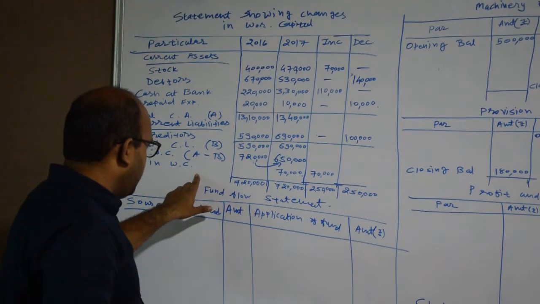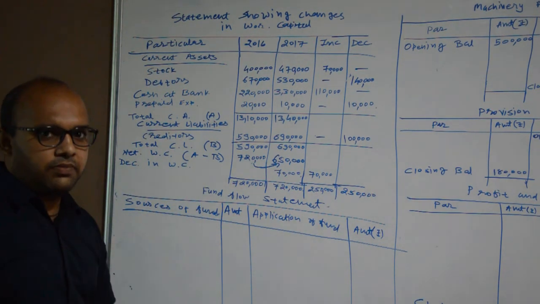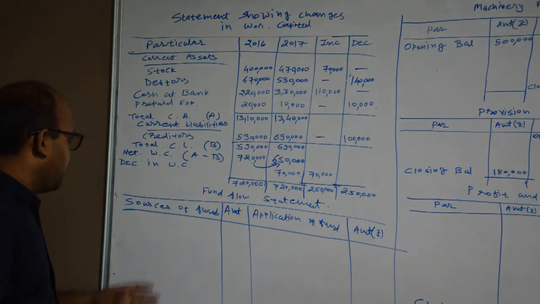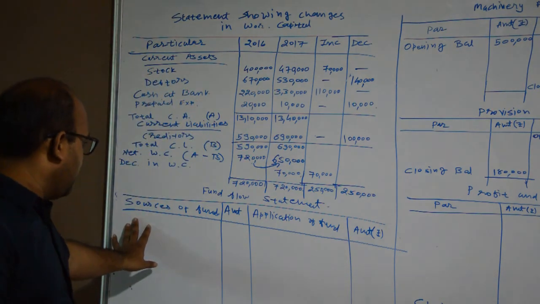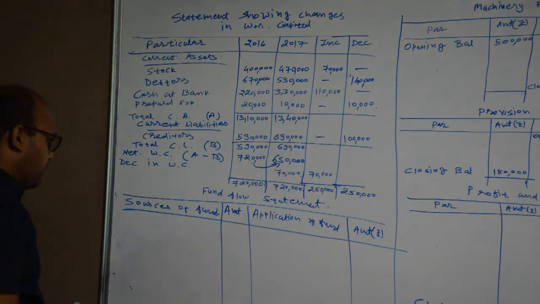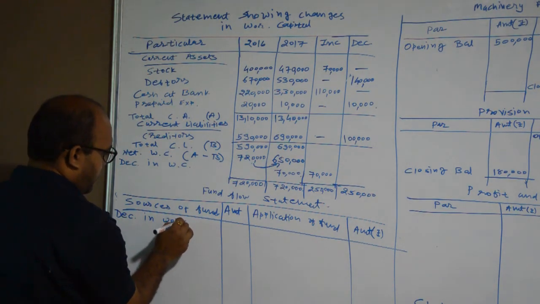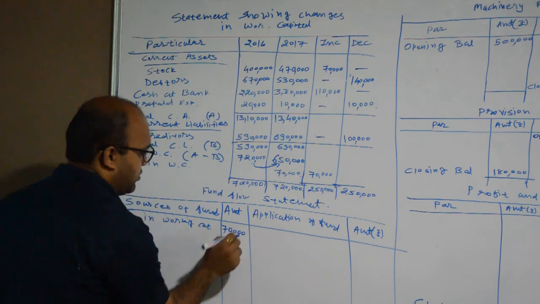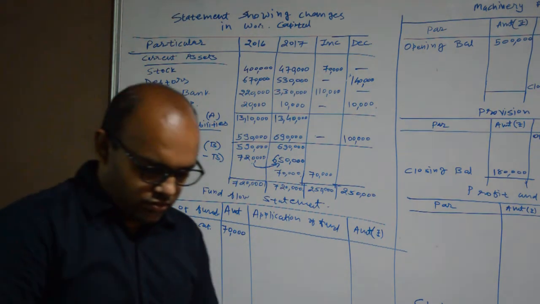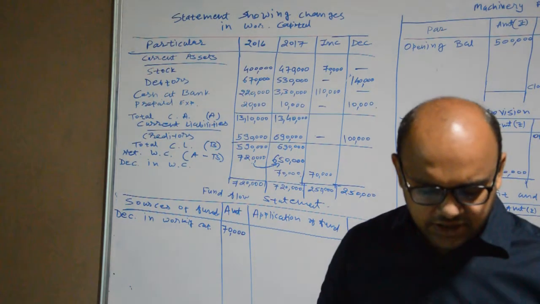Okay, it will be shown on the sources of funds side. Why? Because there is a decrease in working capital, and when there is a decrease in working capital, the funds will not be utilized in the business, so it will be noted down under the column sources of funds. Decrease in working capital, 70,000 rupees. Okay. Then after we will prepare our ledgers, and first of all we will discuss additional information.